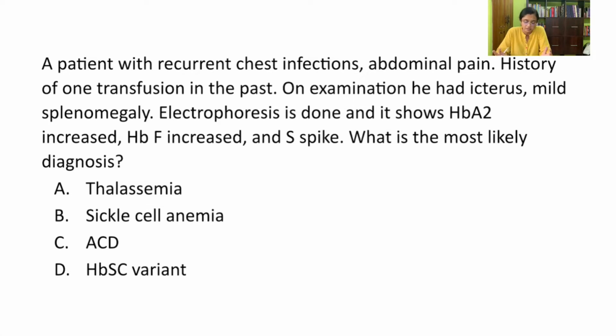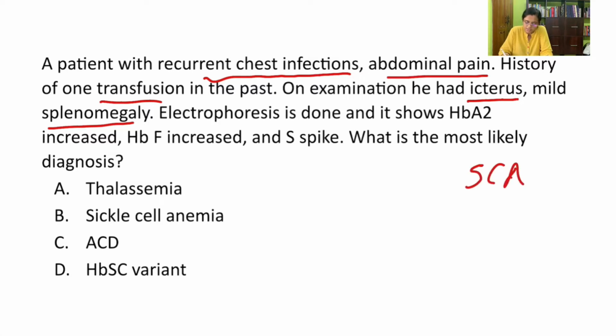So the diagnosis is very clear, but to tell you something, the patient is actually presenting with signs and symptoms of hemolytic anemia. As you can see over here, the patient had a transfusion in the past. Apart from that, he had jaundice and mild splenomegaly. Now, what kind of hemolytic anemia might have recurrent chest infections and abdominal pain? From this part only, you can deduce that the most likely hemolytic anemia in this case is going to be sickle cell anemia. And after that, they gave the electrophoresis report, so it made it very clear. So the answer is sickle cell anemia.